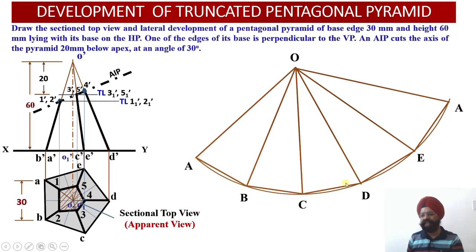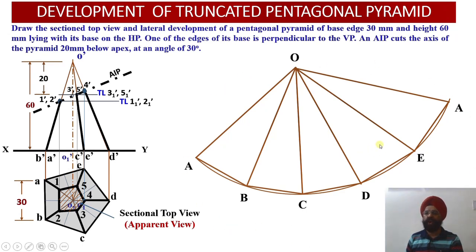That is, all the base edges of the pyramid will be joined with the help of straight lines over there. So we draw the straight lines and then we join all the slant edges. So we start with slant edge 1, slant edge 2, slant edge 3, that is OC, slant edge 4 is OD, slant edge 5 is OE, and again back to slant edge 1, that is OA. Now this is the development of the non-truncated pentagonal pyramid.